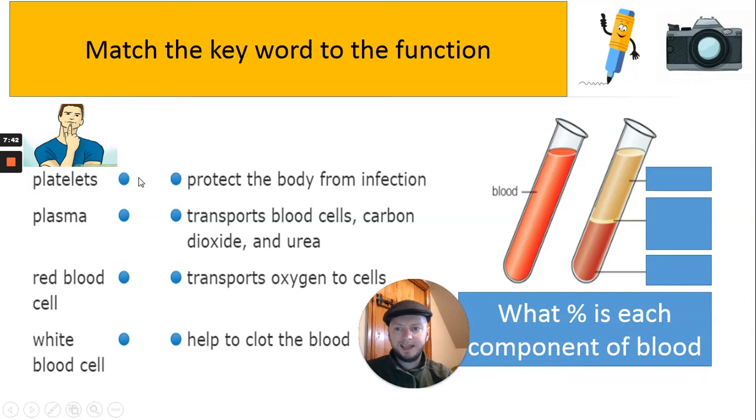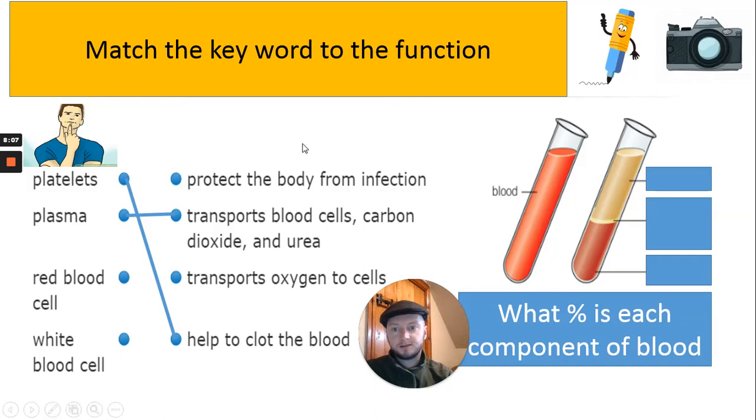Okay, let's have a look. Platelets. What do they do? Did you get it? They help to clot the blood. Very good. So give yourself a tick if you've got that correct, and if not, make your corrections in your book now. Plasma, what does that do? Very good. It transports blood cells, carbon dioxide, and urea. Did you get that right? Give yourself a tick if you did. If not, make a correction.